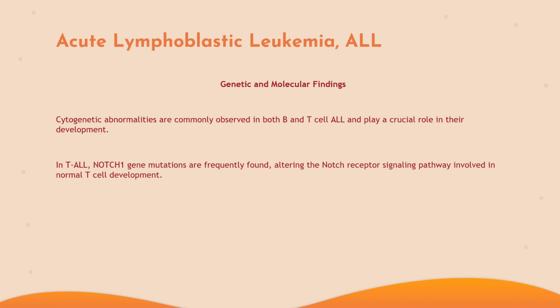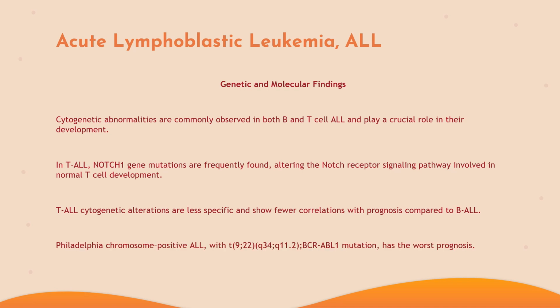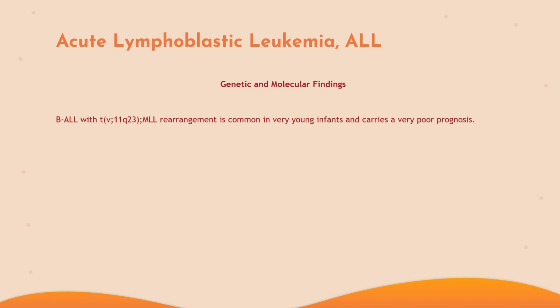Now, let's talk about prognostic factors. T-ALL cytogenetic alterations are less specific and show fewer correlations with prognosis compared to B-ALL. Philadelphia chromosome positive ALL, BCR-ABL1 mutation, has the worst prognosis. It's more common in adults and can be treated with imatinib. On the other hand, B-ALL with translocation of 11 with q23, MLL rearrangement, is common in very young infants and carries a very poor prognosis.